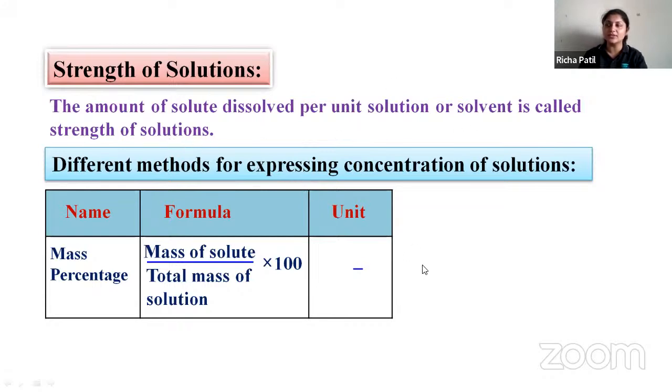So how do we express the concentration of solution? There are different methods for expressing the concentration of solutions. The first is mass percentage. It is the mass of solute divided by the total mass of solution, into 100. This is how you calculate the mass percentage.